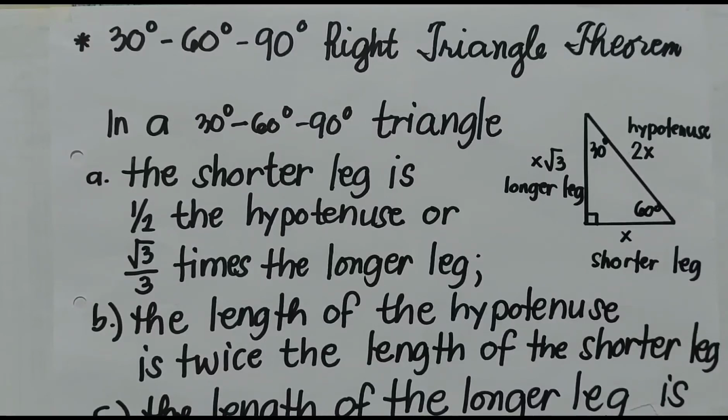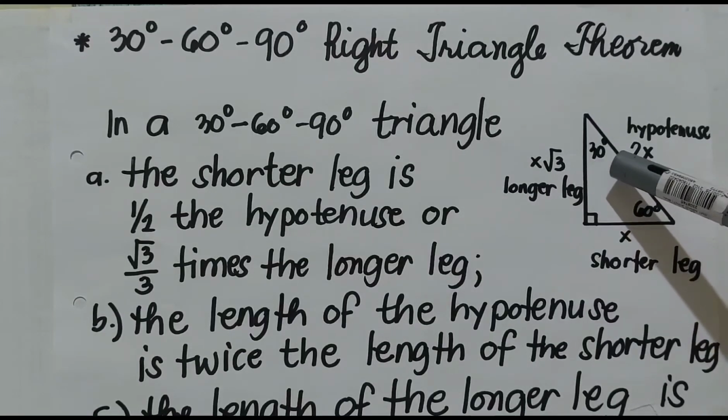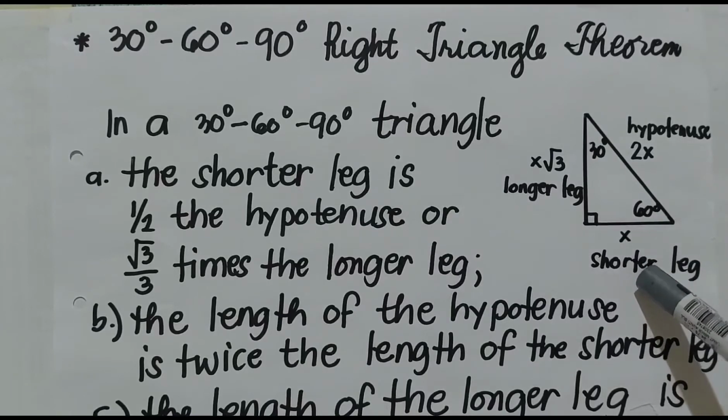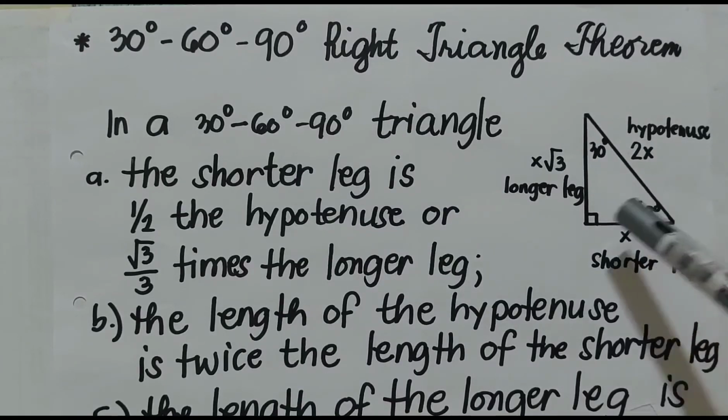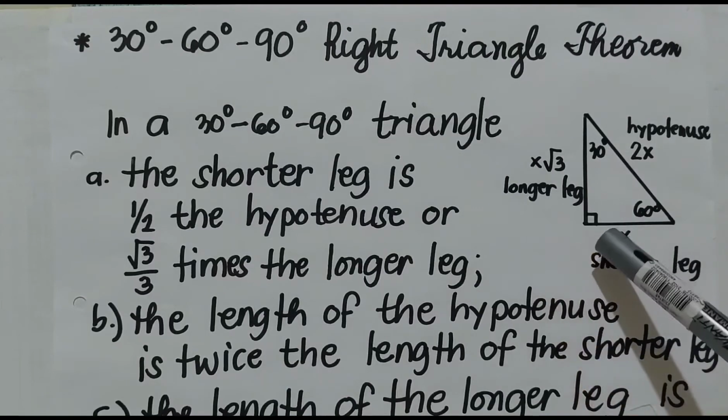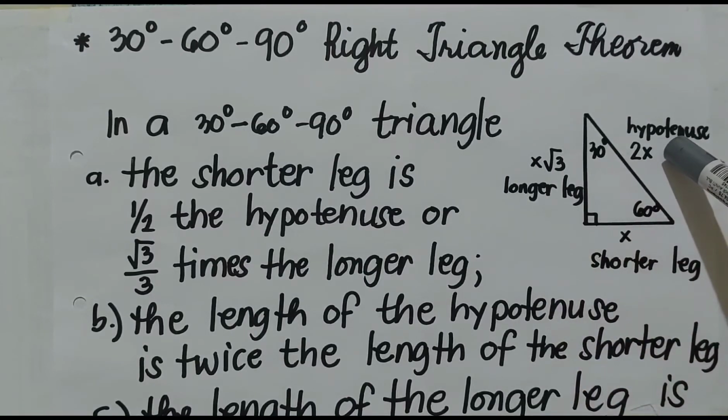So we have here the second special right triangle theorem, the 30-60-90 degrees right triangle. Now in a 30-60-90 degrees triangle, the shorter leg is 1/2 the hypotenuse or square root of 3 times the longer leg. Now, if you're going to look at this figure, this is 30 degrees. The opposite side is the shorter leg. We have here the 60 degrees. The opposite side will be the longer leg, and opposite the right angle is always the hypotenuse.